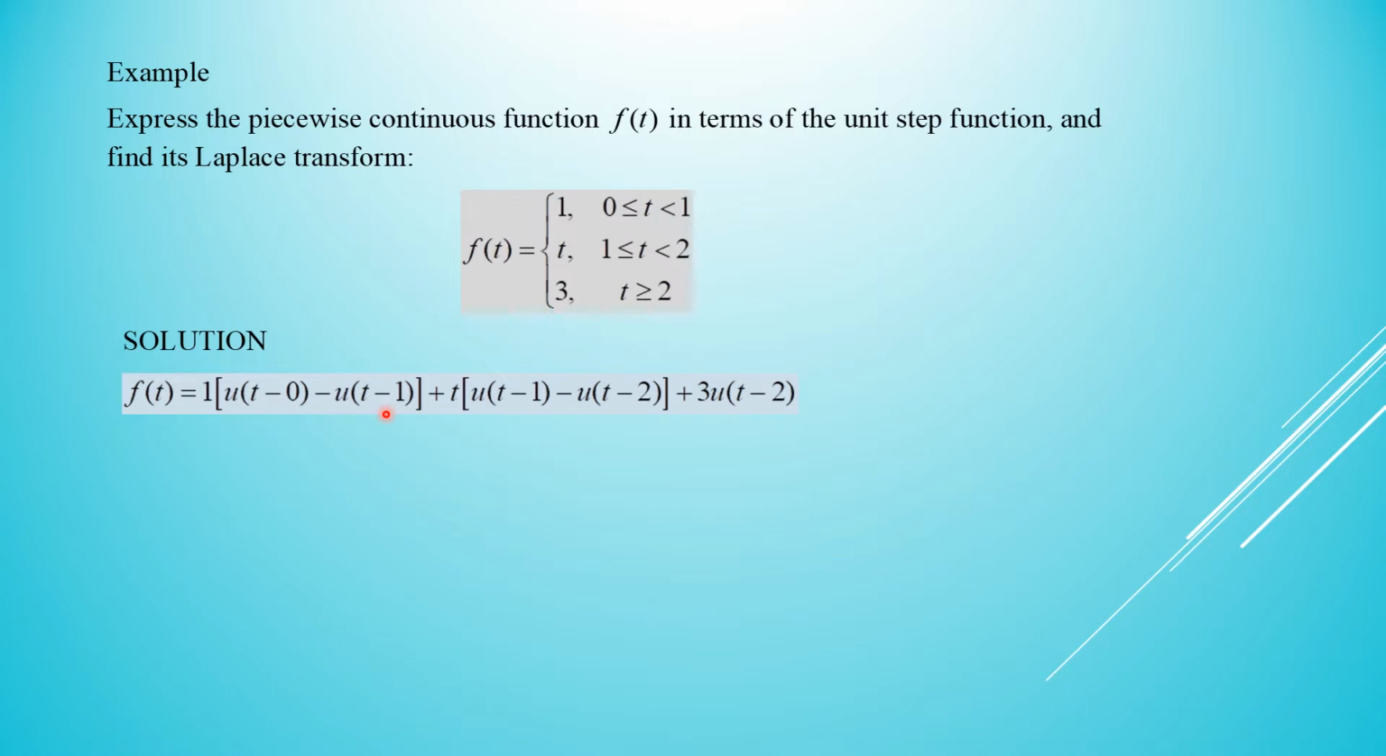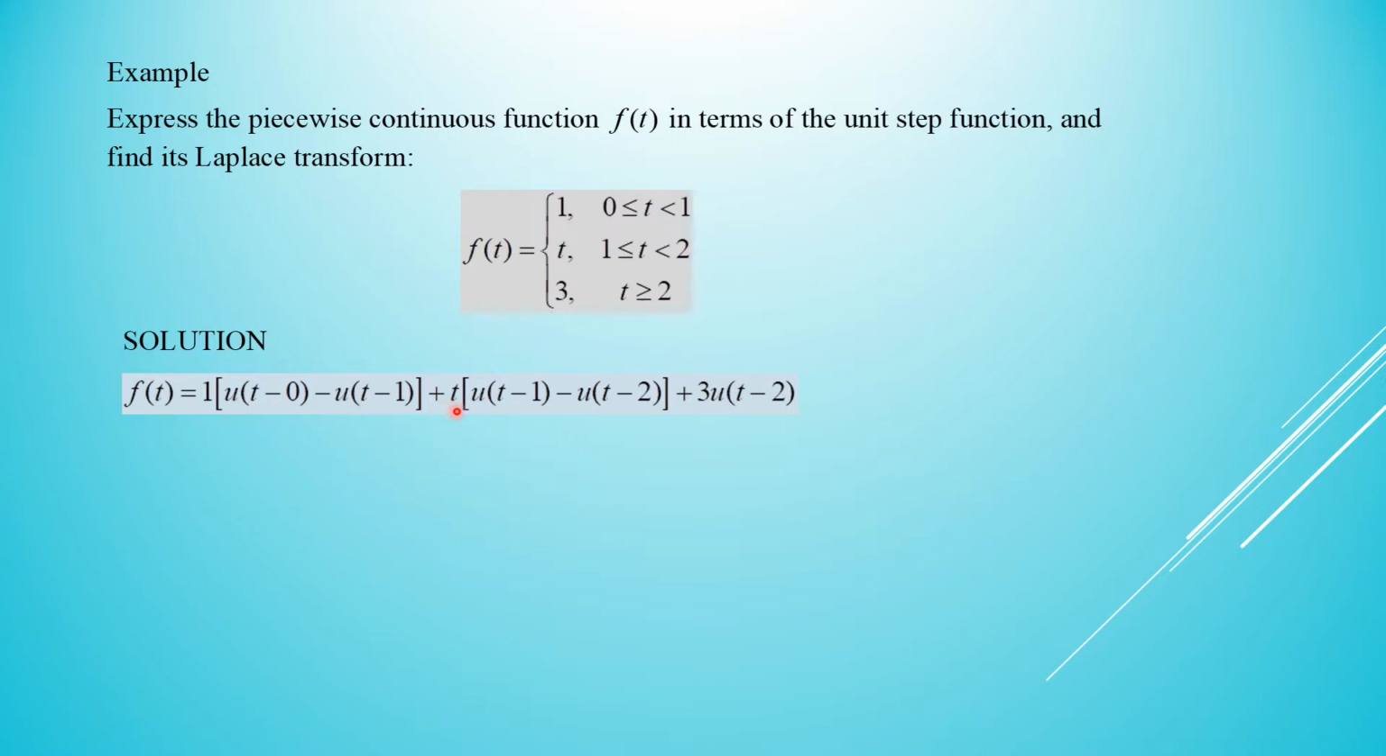Take note, the unit step function that relates to the left endpoint is subtracted by the unit step function that relates to the right endpoint. So it shouldn't be the other way around. Do not write u(t minus 1) minus u(t minus 0). It should be u(t minus 0) minus u(t minus 1). Plus, now the next function is t. So we write down plus t. If it is written here as negative t, then you write negative t here. But in this case, it is positive t.